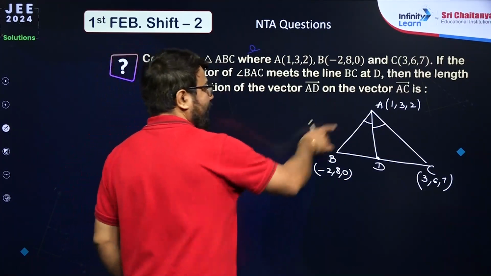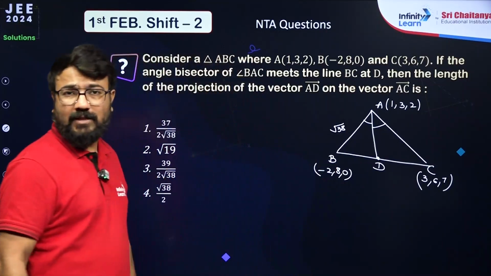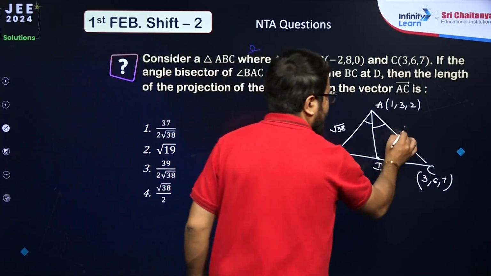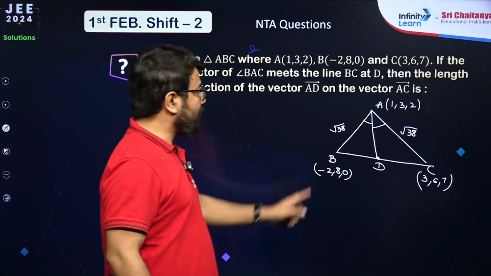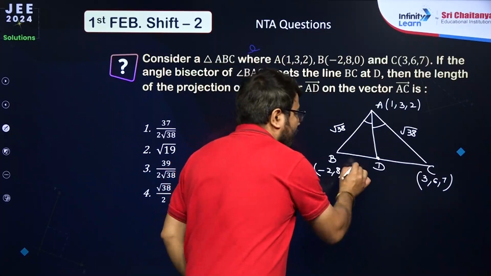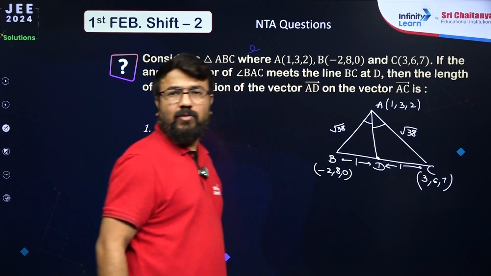My dear students, if I find the distance AB, that will be root 38, which can be determined with the help of the distance formula. If I find the distance AC, that will also be root 38. So these two are the same, so this is an isosceles triangle. Therefore, this ratio will also be the same, that is 1:1. So D is a midpoint.